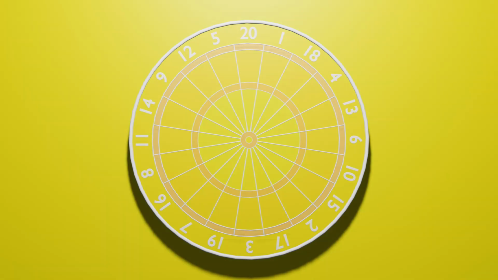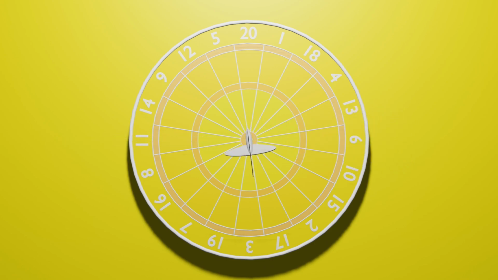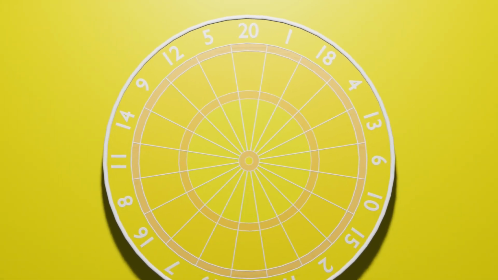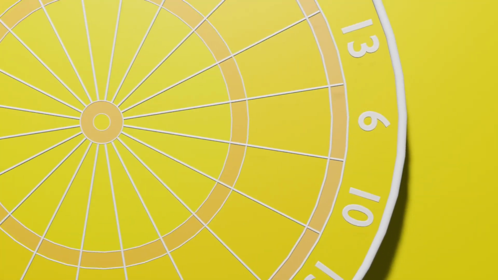Imagine you are playing darts. Consider the tip of your dart to have an infinitely small diameter, and consider the dartboard to be made up of an infinite amount of infinitely small points. What is the probability of your dart hitting one of these infinitely small points on the dartboard?